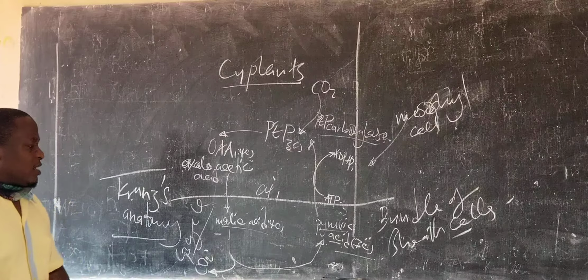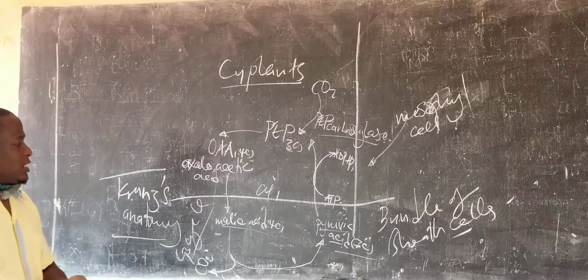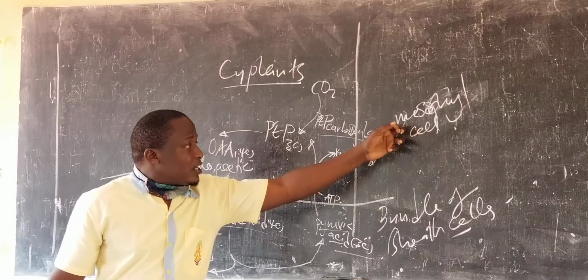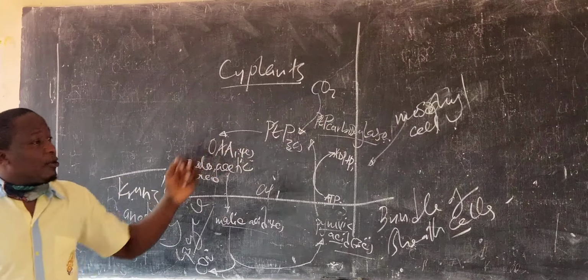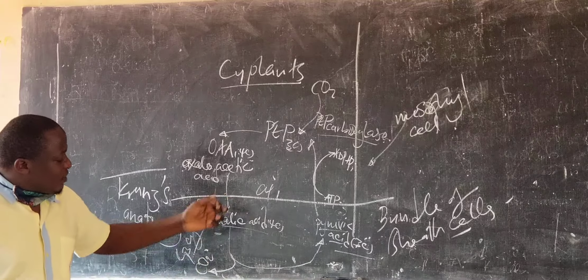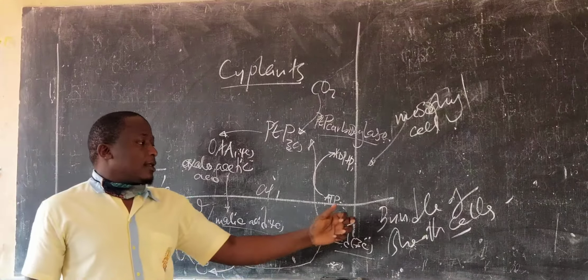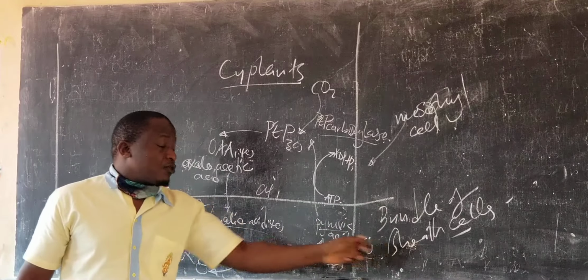I want to emphasize that the reactions happen in separate cells. The first fixation of carbon dioxide occurs in the mesophyll cells, and the second fixation of carbon dioxide in the C3 cycle occurs separately in the bundle sheath cells.